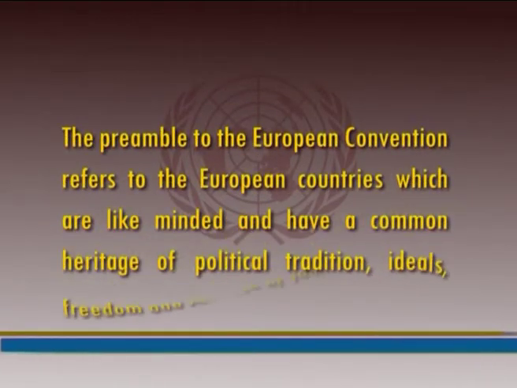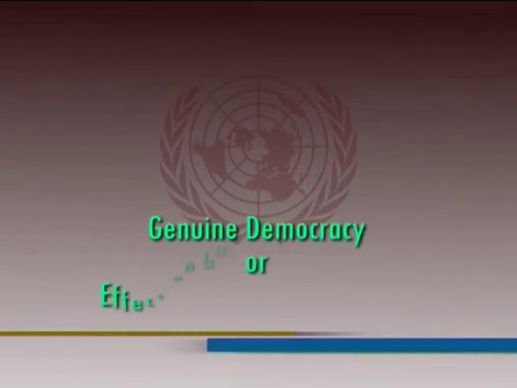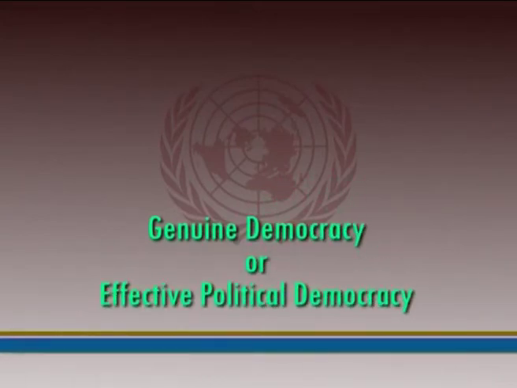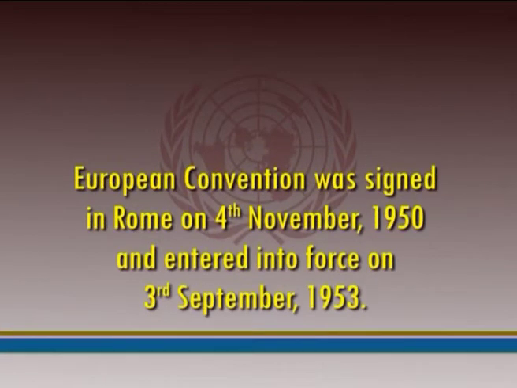The preamble to the European Convention refers to the European countries which are like-minded and have a common heritage of political tradition, ideals, freedom, and the rule of law. The above points which describe the European Convention are known as genuine democracy or effective political democracy. The preamble constitutes only the first steps for the collective enforcement of certain of the rights stated in the Universal Declaration. The European Convention was signed in Rome on 4th November 1950 and entered into force on 3rd September 1953.